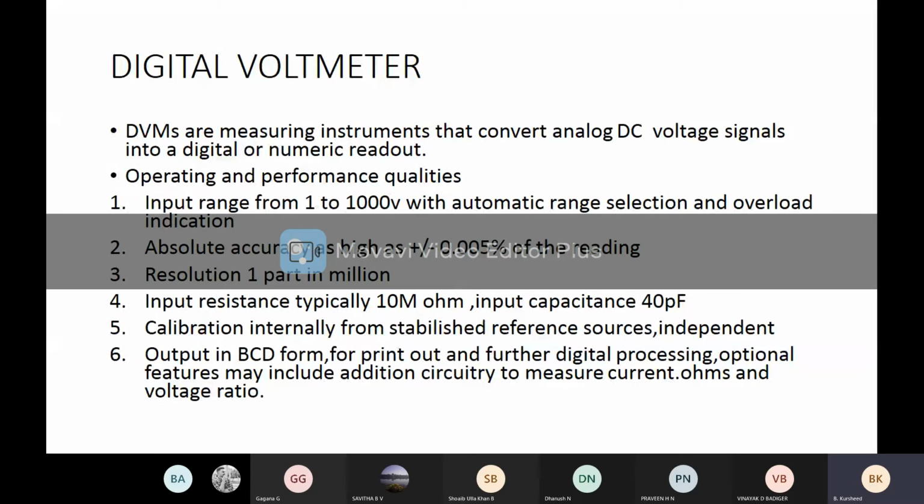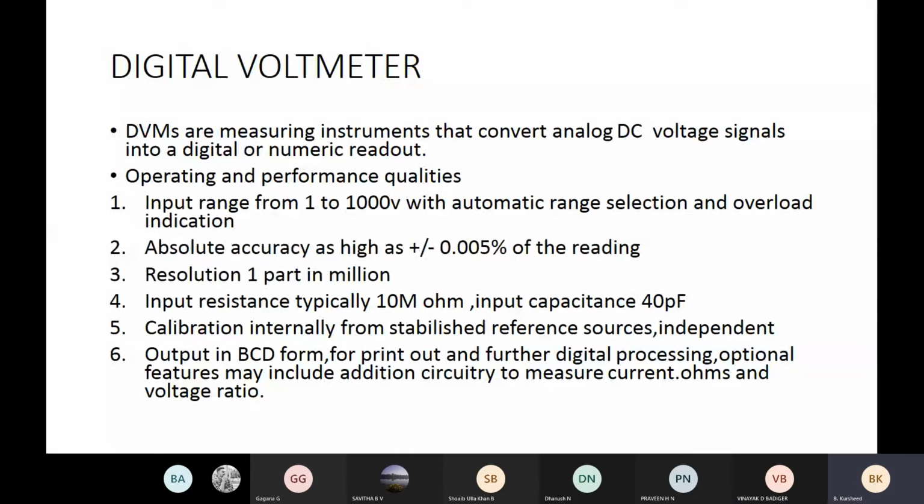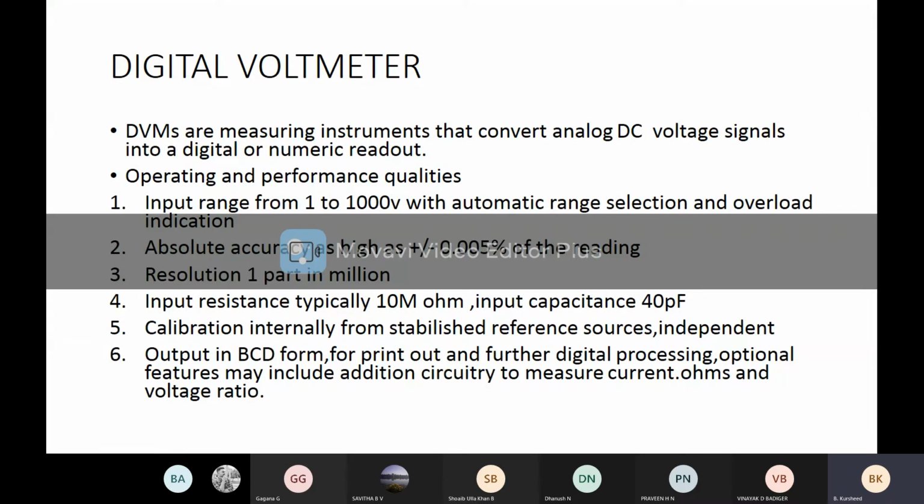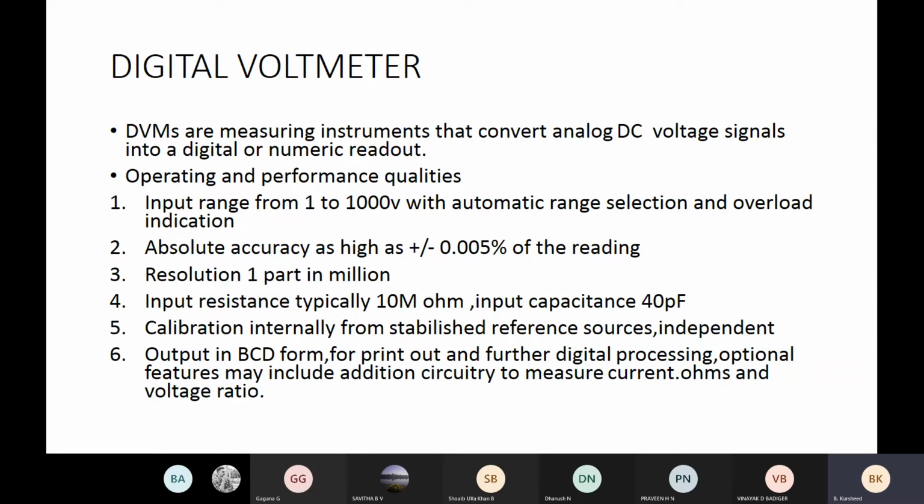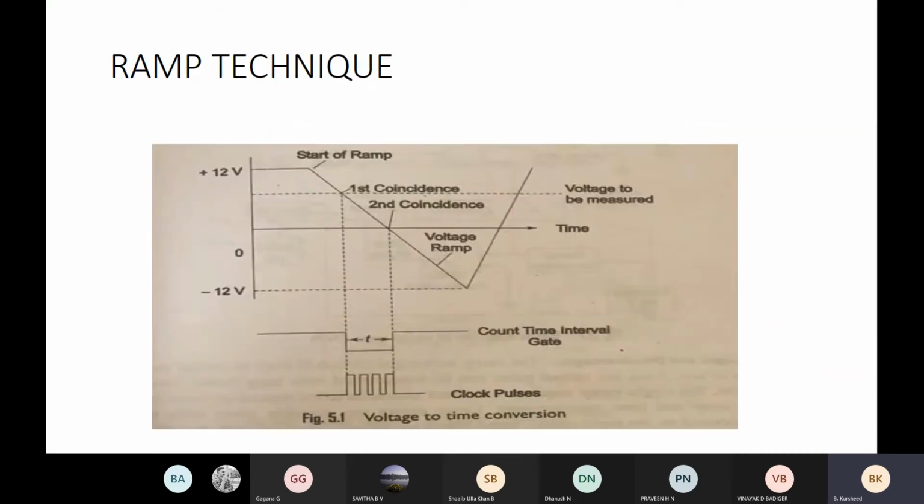If you are having a digital voltmeter, it is based on the digital ramp technique. Whenever they are designing a digital voltmeter, compulsorily the base of the design is the ramp technique.